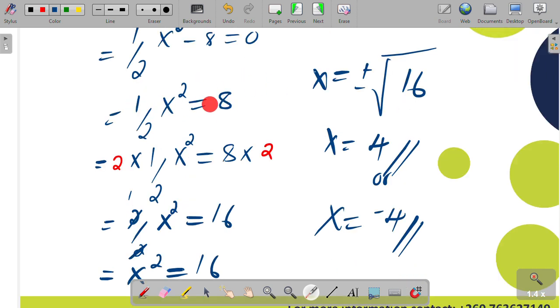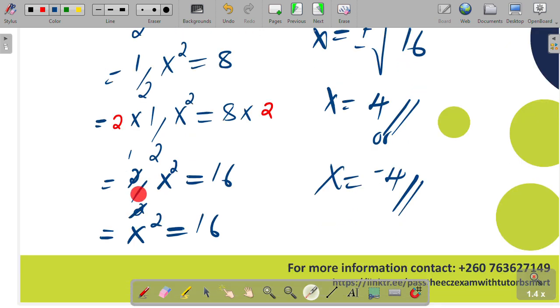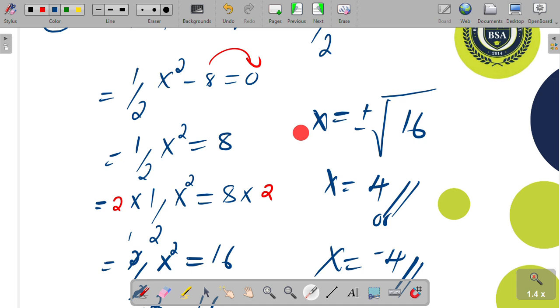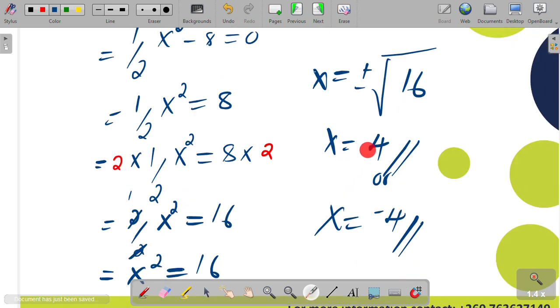So it became this form, and then we multiplied both sides by 2 to get rid of the fraction here. We multiplied here, and then we had 2 over 2. Then we divided 2 over 2, we got 1. Then this one multiplied by x², we got x² here. And then 8 by 2 is 16. After this, we take the square root. And remember, when square rooting a number in an equation, there's both a positive and a negative side.